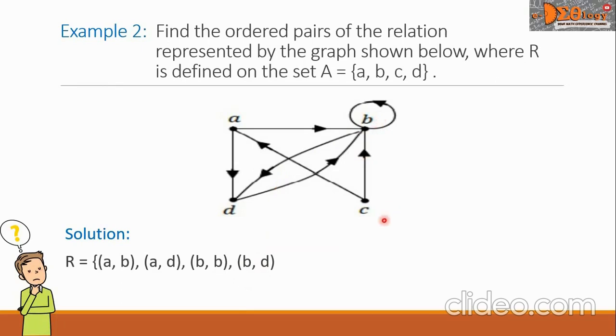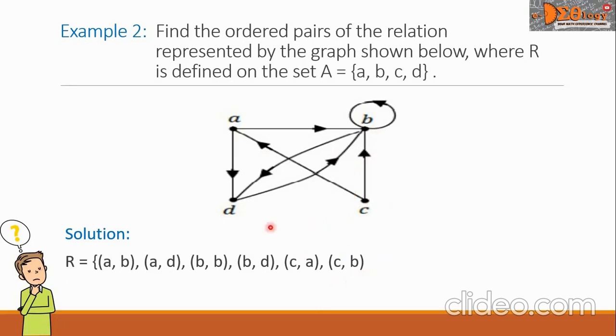Let us proceed with the point C. Let us identify all arrows that goes out from point C. The first arrow is here. It is an arrow from point C going to point A. So we write here CA. Another arrow is this, from point C going to B. So we write the ordered pair CB. There are no more arrows that goes out from C.